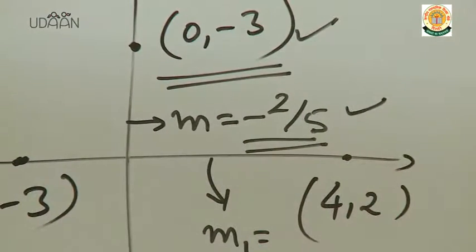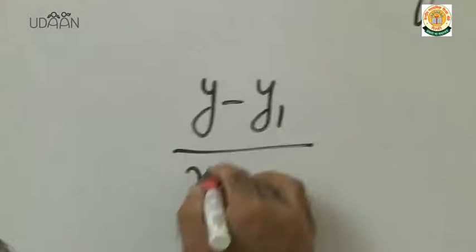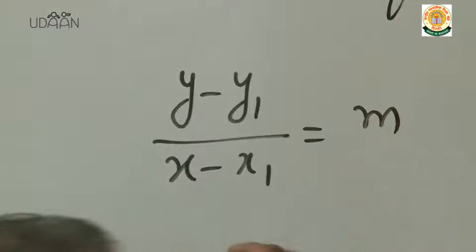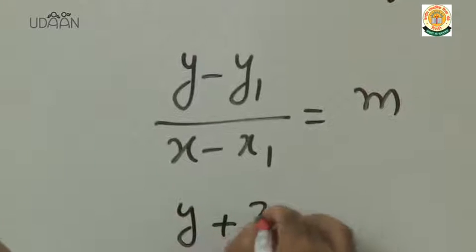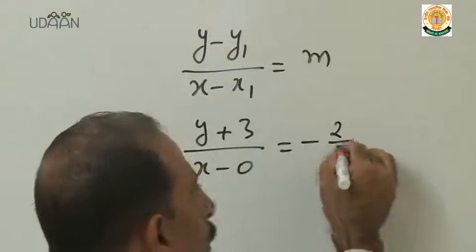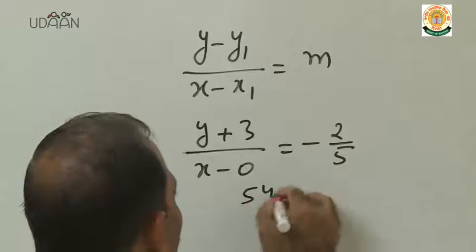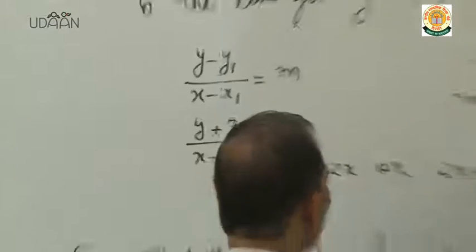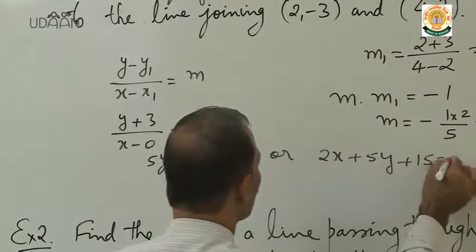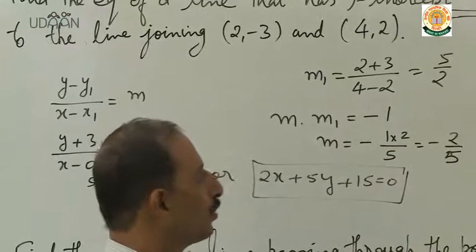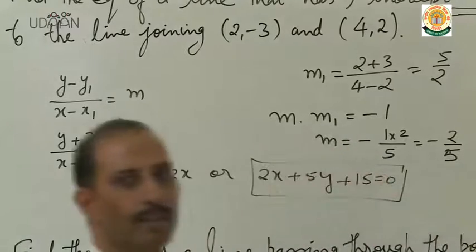Slope you know, point you know. Now you can use point slope form. So point slope form is (y minus y1) upon (x minus x1) is equal to m. Put the values here. (y minus -3) upon (x minus 0) and the value of m is -2 upon 5. Simplify this. 5y plus 15 is equal to -2x, or you can say 2x plus 5y plus 15 equal to 0. That is the equation of a line passing through the point (0, -3) whose slope is -2 upon 5.